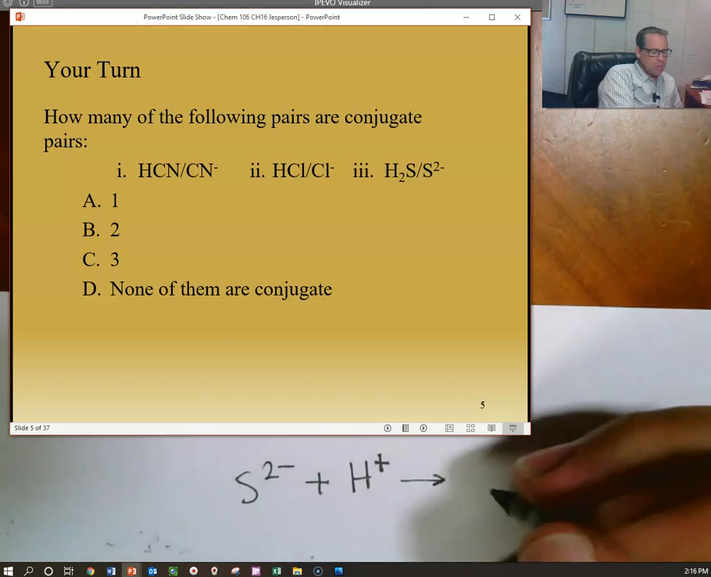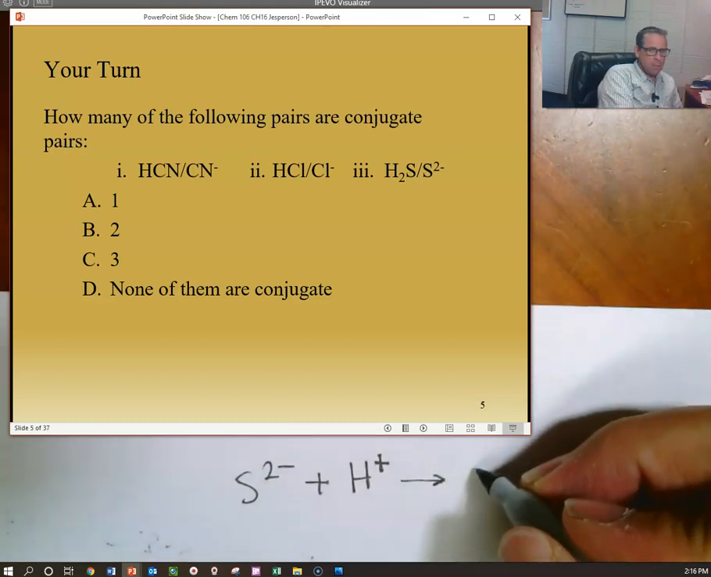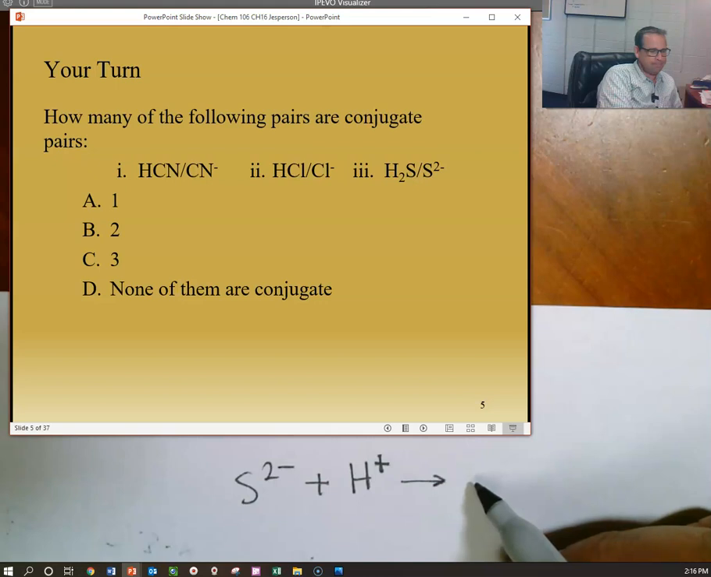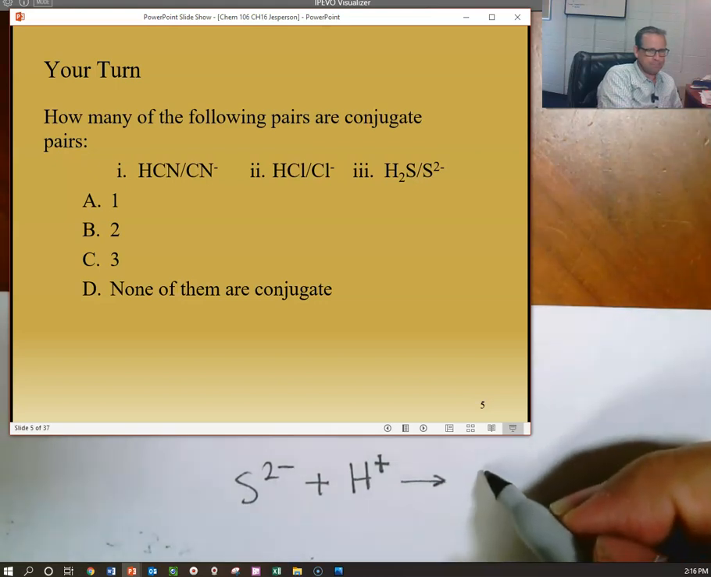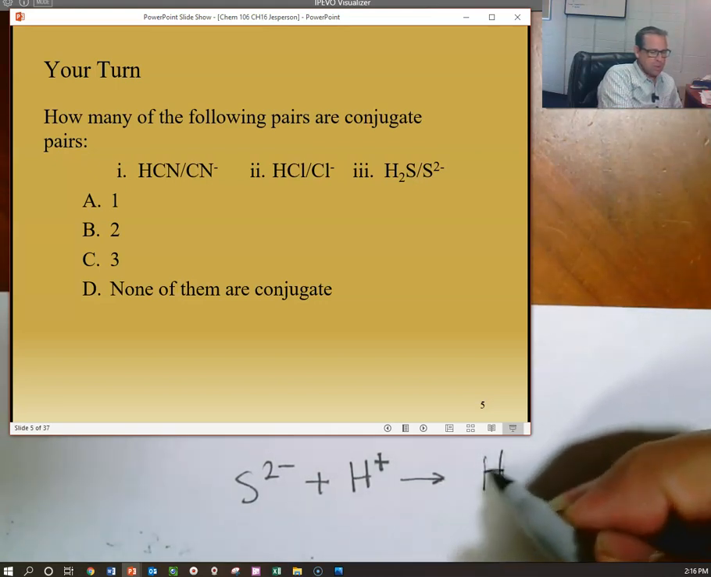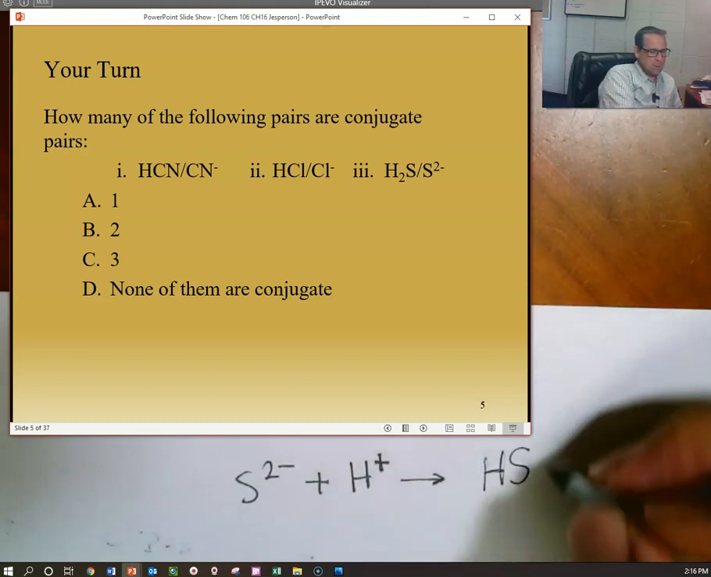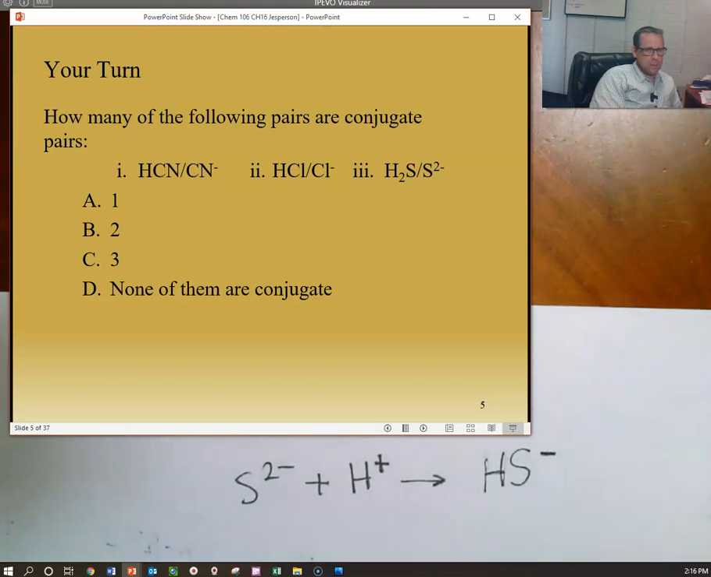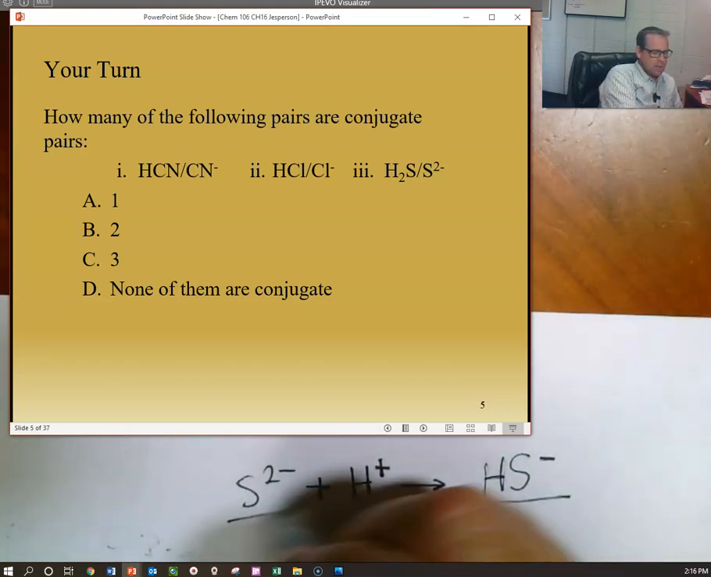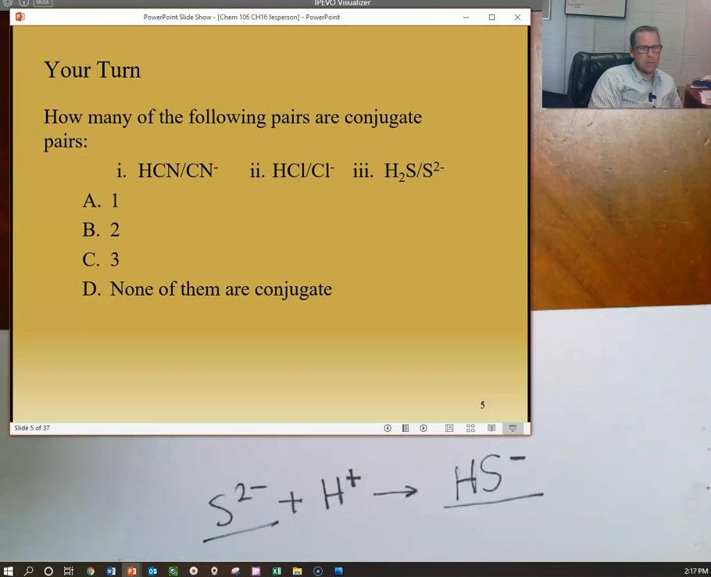So if I just added one hydrogen ion, what would my resulting product be here? HS, and then what is the resulting charge, if I have a -2 here and a positive 1 here? Negative. Yeah, HS minus. So there would be a conjugate pair, but not this other one. This is 2 hydrogens coming on and off. Okay, very good.